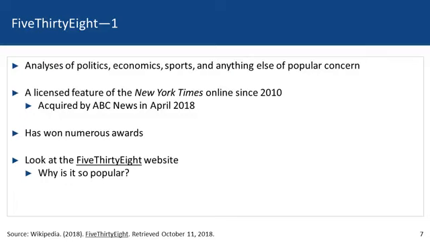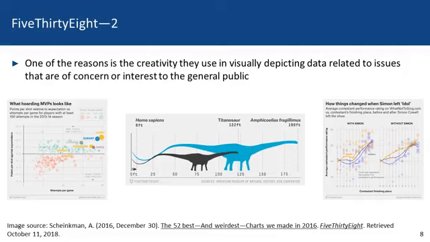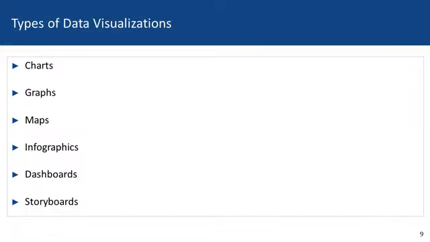On this slide, I provide some examples of data visualizations that jumped out at me. One of the reasons they are so popular is the creativity they use in visually depicting data related to issues that are of concern or interest to the general public. Use of pictures, for example, can be very eye-catching, and certainly providing information on topics of popular concern, such as professional basketball or the TV show American Idol. There are many different types of data visualizations. They can range from traditional charts or graphs to maps, infographics, dashboards, and much more interactive storyboards.